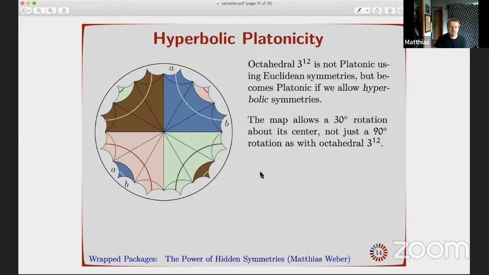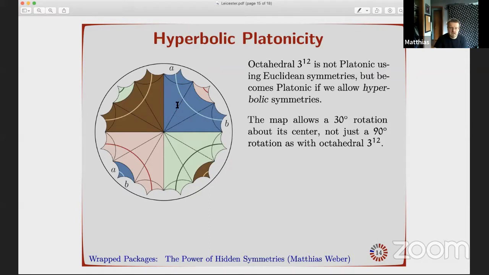However, you can make a map of the surface, and this is the same kind of map that I've shown you for the Schwarz surface, except that it's a bit bigger, so there are more pieces to it. And the amazing thing is that in the hyperbolic plane, with the hyperbolic symmetries, which are also conformal symmetries, you actually have enough symmetries to map every edge to every other edge, and the surface becomes platonic.